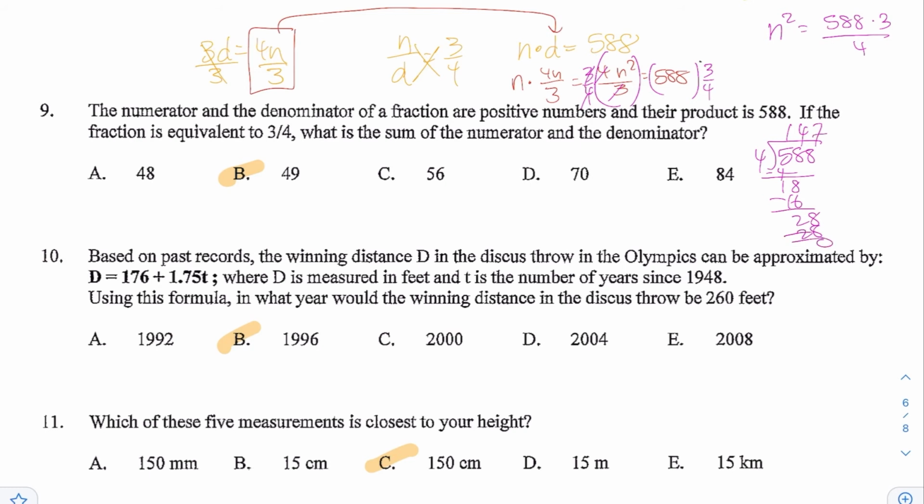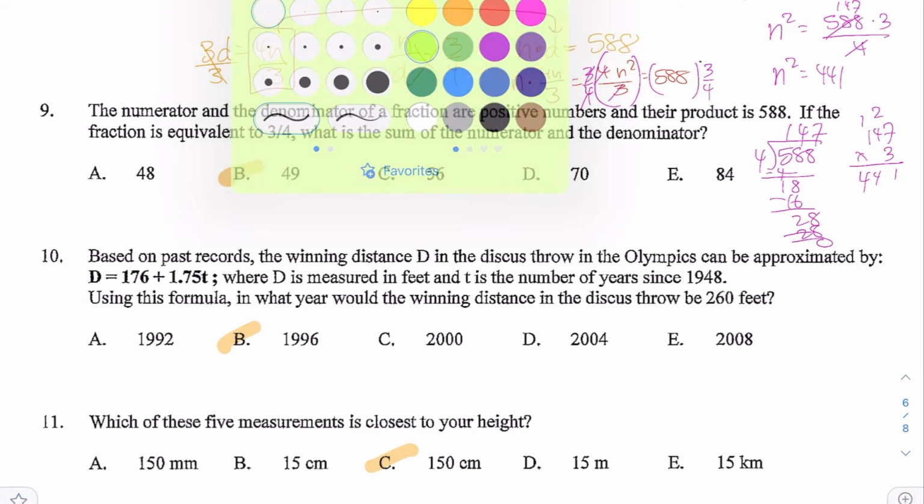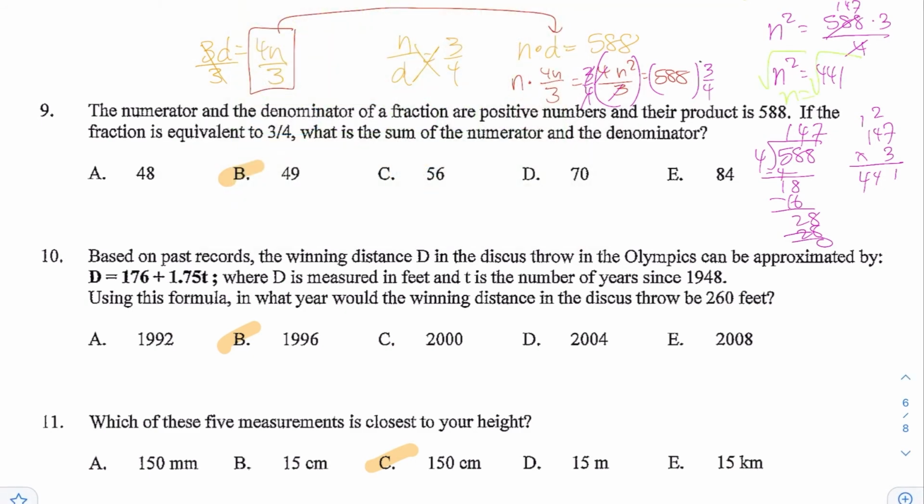So it's 147, and then if you do 147 times 3, you get 441. So then it's that n squared is equal to 441. And when you do the square root on both sides, you get that n is equal to 21. So once you figure out that the n, or the numerator, is equal to 21, here you know that 3 times 7 is equal to 21. So you also multiply the denominator by 7. You know that the actual fraction is 21 over 28.